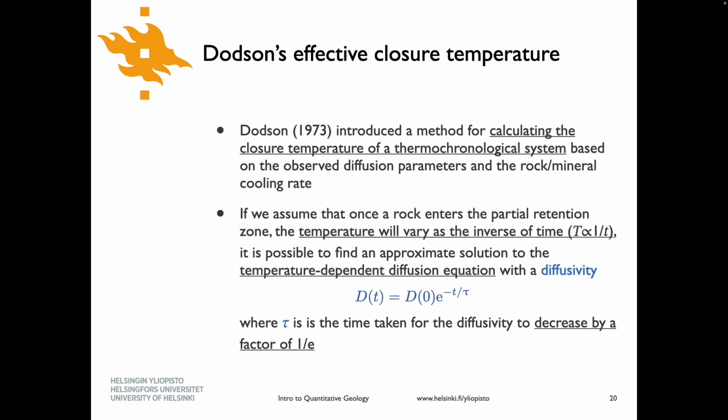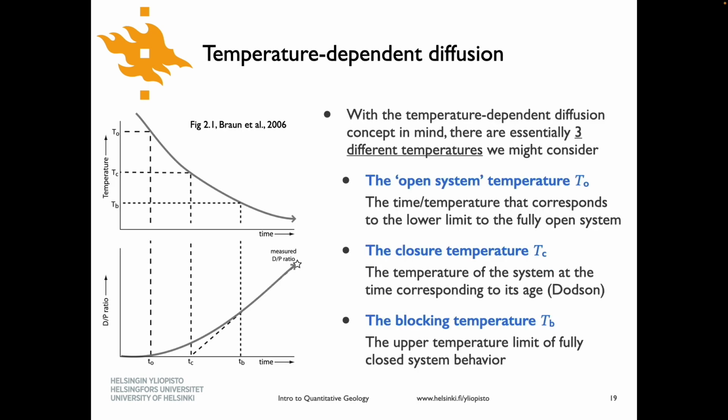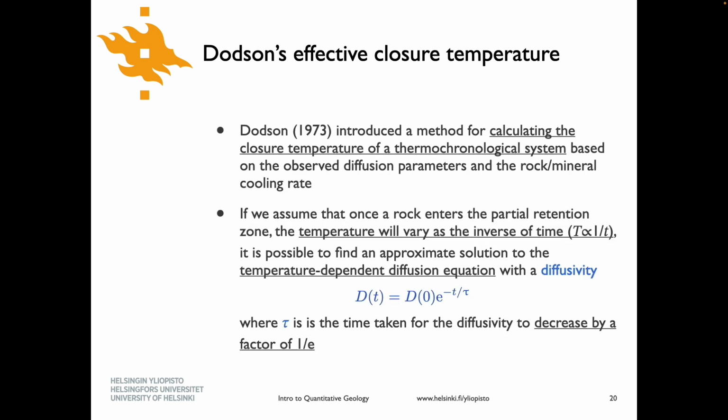Don't need to worry about that in too much detail here, but basically what was done by Dodson in 1973 in the kind of classic paper was to take this diffusion relationship and make an approximation that effectively says, okay, well, the reality is that you have this kind of curve that shows you're gradually increasing the amount of the daughter versus parent ratio, and if we just approximate that as a straight line down to some point here, that can give us our closure temperature. And in essence, this is how this diffusion equation is working.